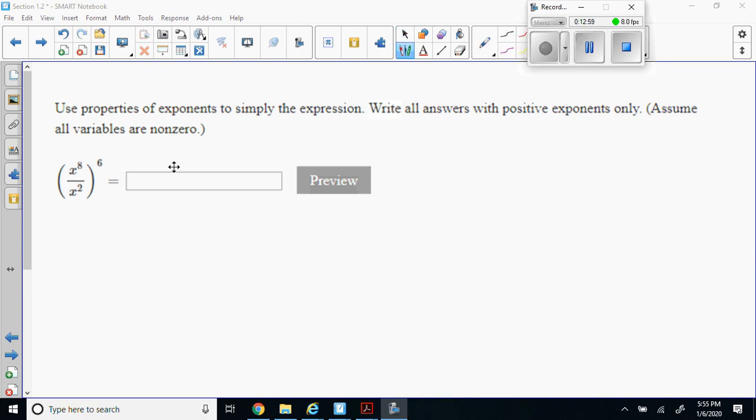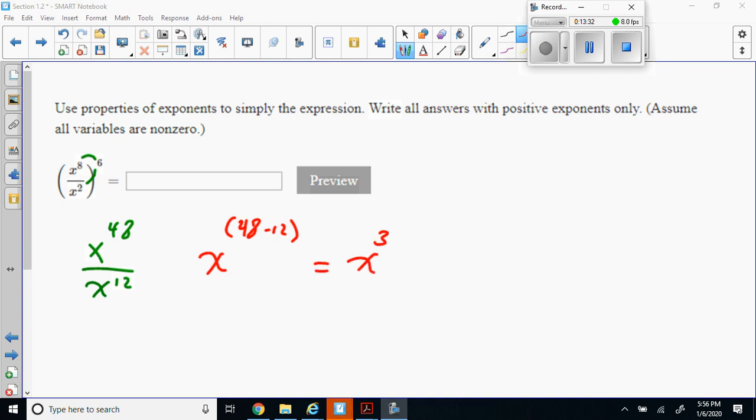All right, so we got a fraction, right? A quotient raised to a power. So what happens to this 8 and 6 and this 2 and 6? The 6 is actually going to both of these, right? So that's really 8x to the 48 over x to the 12. And then I could just do x to the 48 minus 12, which is x to the 36.